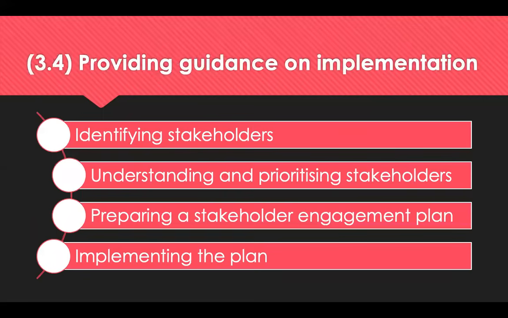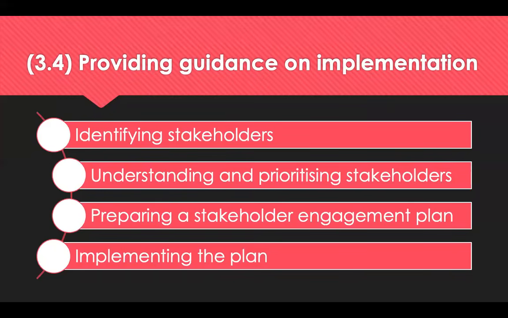Now, CIPS reminds us that writing a specification is a team activity that involves a number of stakeholders, and the role of procurement is to engage and advise the stakeholders. There are 4 key steps. First, identifying who your stakeholders are. That's the first step. Then understand and prioritise them. Prepare a plan to engage them, and then implement the plan.